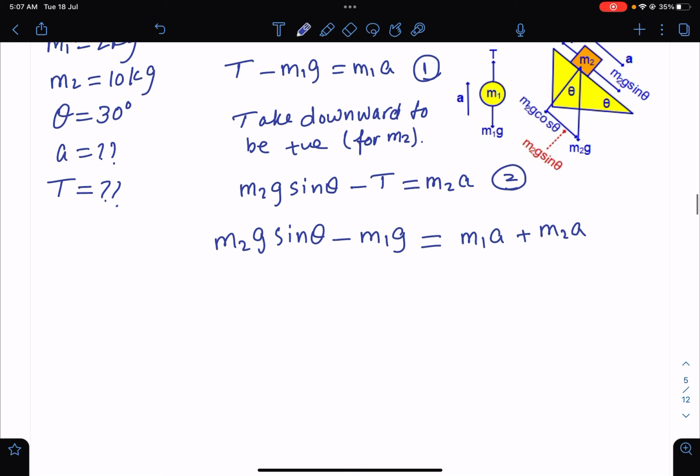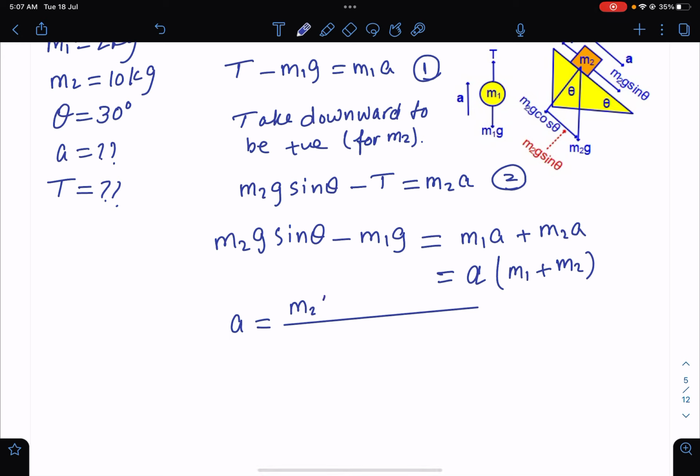So a in this case, we can take a as common factor. We have M1 plus M2. Therefore, a equals M2 g sine theta minus M1 g divided by M1 plus M2.